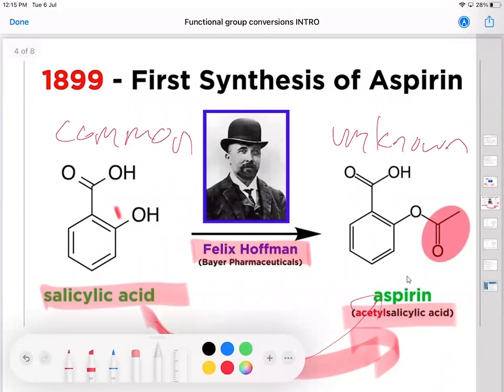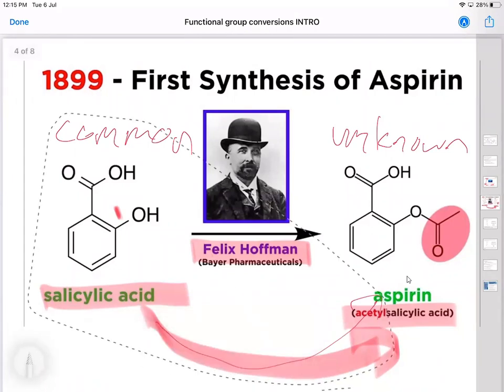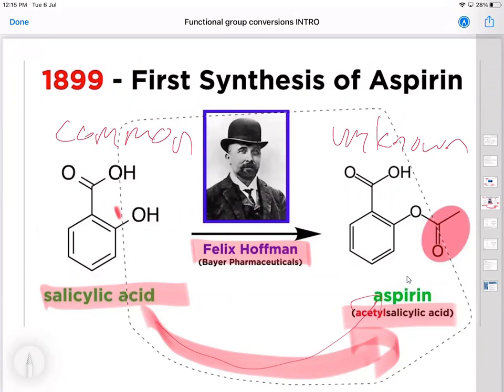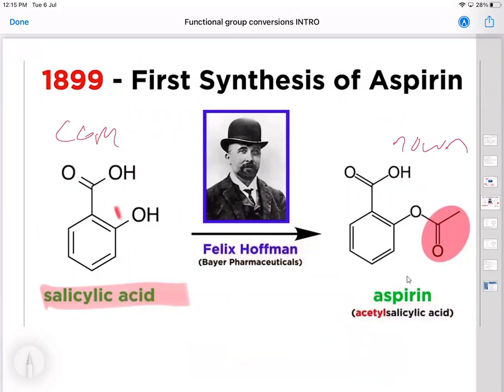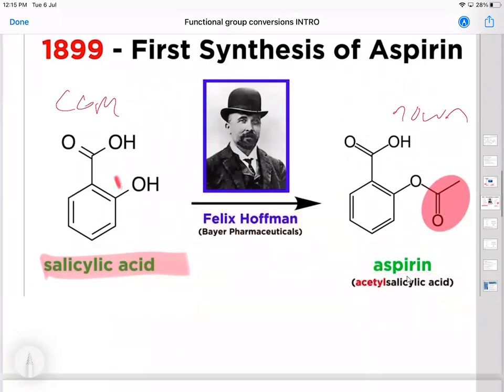And then the question you have to ask is how? How did he know that he could take salicylic acid and convert it into aspirin? And that's the whole point of what we're doing now. So that's the whole point of our topic.